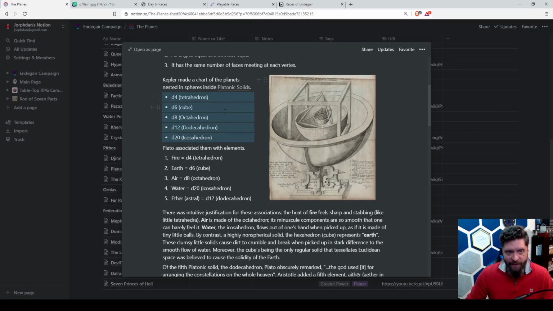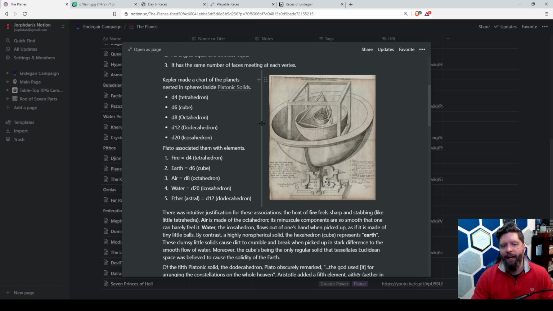Basically, Platonic solids, the D4, the D6, those also translate to specific elements that Plato, the philosopher, attributed them to. So it doesn't really make a lot of sense, but I like that they have something attributed to them. So fire was a D4, and it was a D4 because D4s are pointy and they hurt when you step on them, so that fire hurts, so that must be a D4.